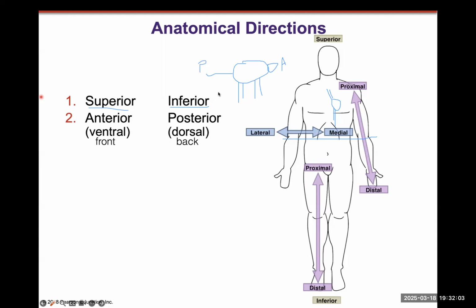So the anterior is towards the head, and posterior would be towards the tail, which is not the same for humans. Humans, we're standing on 2 feet. The anterior refers to our belly. So over here, this cat or the dog is actually pointing way downwards because that's where their belly is.